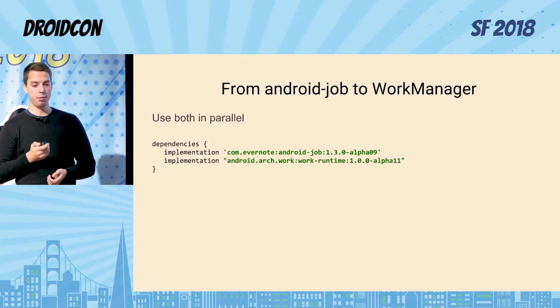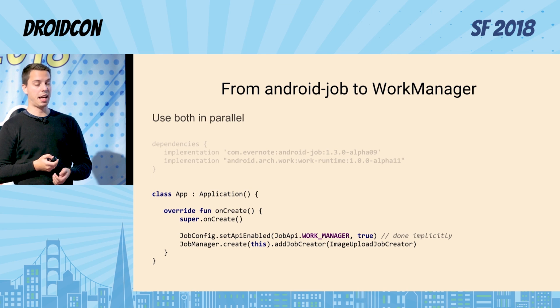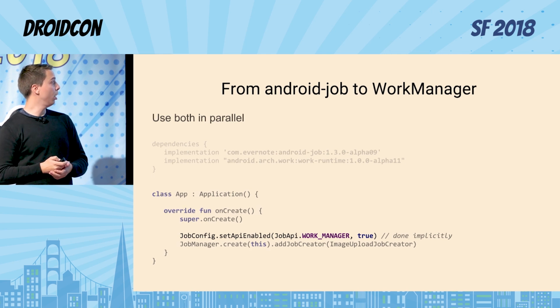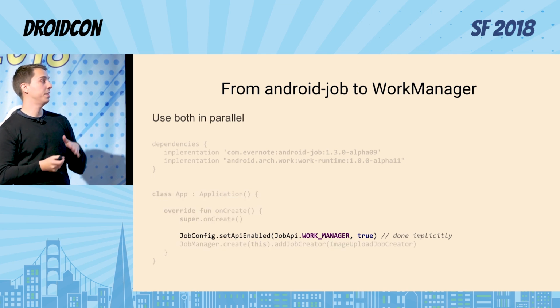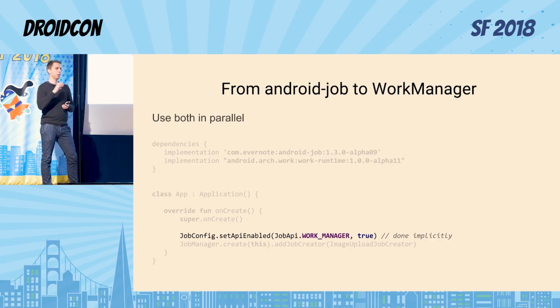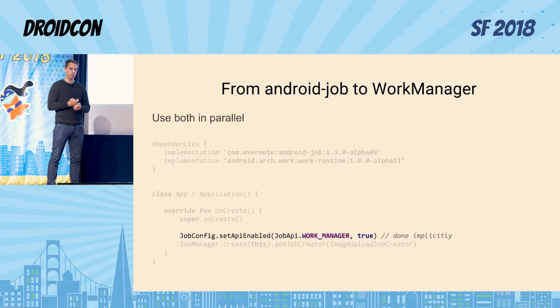You just need to add the dependency, and that's actually about it. You can optionally set the API enabled, but this is done implicitly. Because WorkManager is so much better with scheduling the work, Android Job automatically checks your classpath, and if it finds WorkManager, then it's using it under the hood automatically. But with this way, you can also turn this off if you don't want to have this behavior.